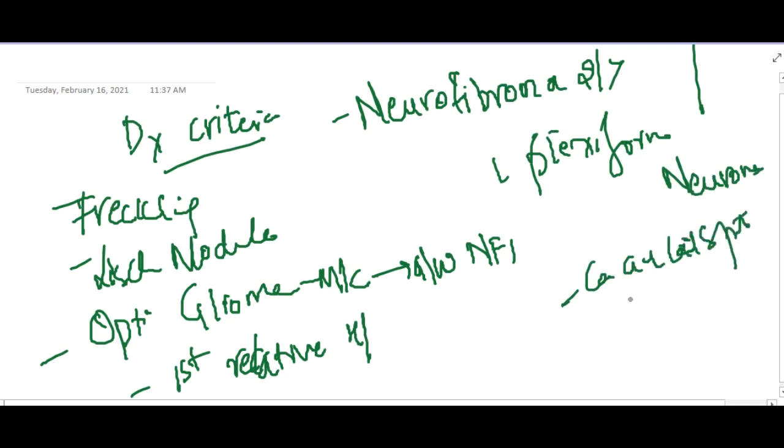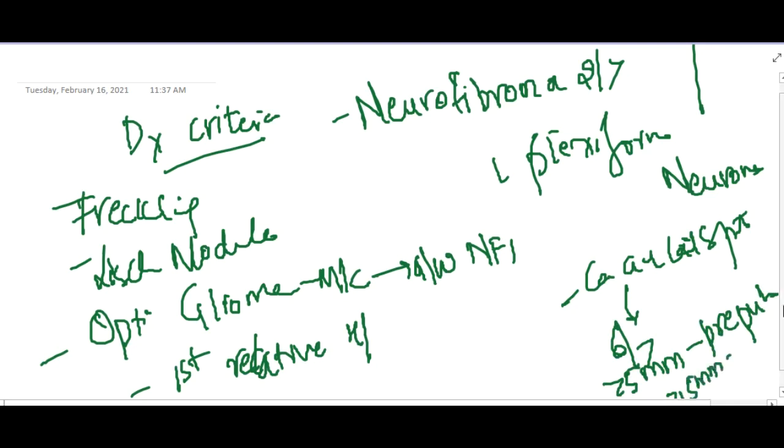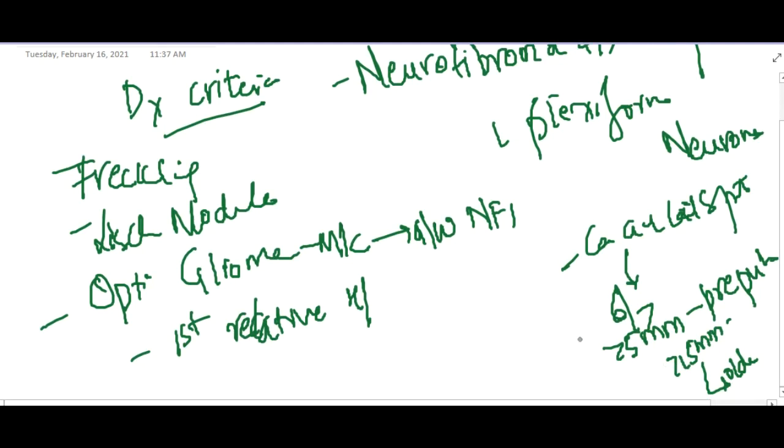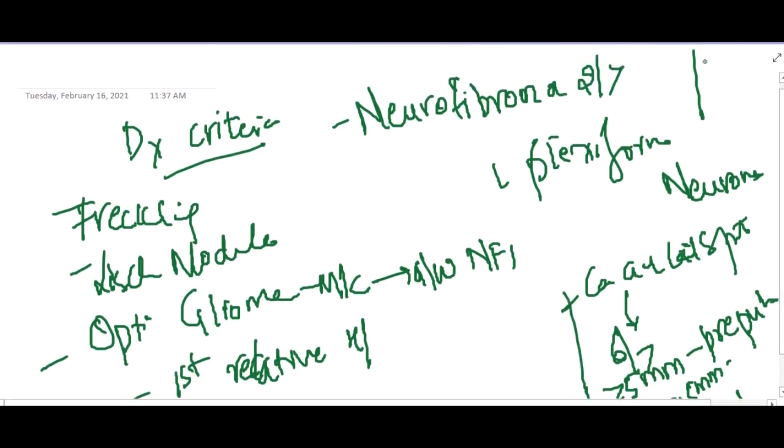These café-au-lait spots should be 6 or more, and they should be more than 5 millimeters in size in the pre-pubertal age group, or more than 15 millimeters in size in older children. Okay, so these are important diagnostic criteria for neurofibromatosis.